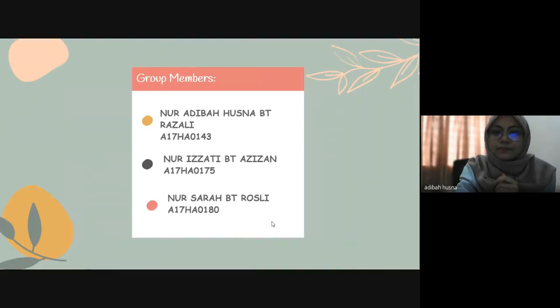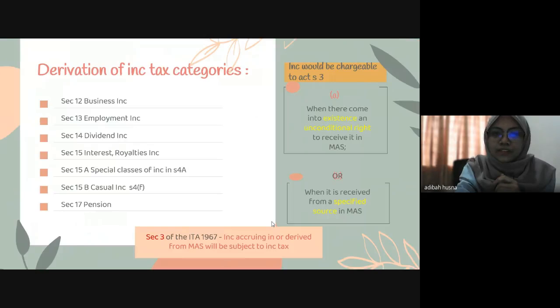The topic that we're going to present today is derivation of income. The derivation of income tax can be put under certain categories. As you can see, these are the categories.